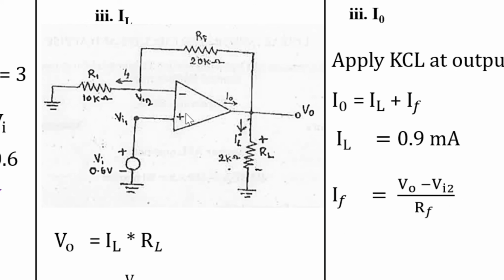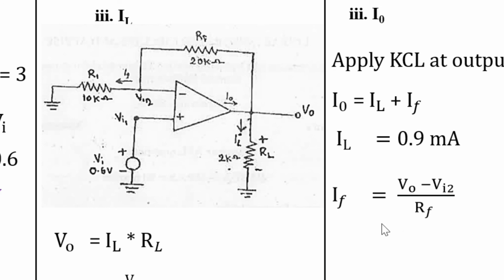What is VI2? VI2 is the potential at this node. Here it is a negative feedback operational amplifier. So in negative feedback operational amplifier, by virtual short concept, the two nodes are at equal potential. So you can take this VI2 as 0.6 because the potential at this point is 0.6 volt.